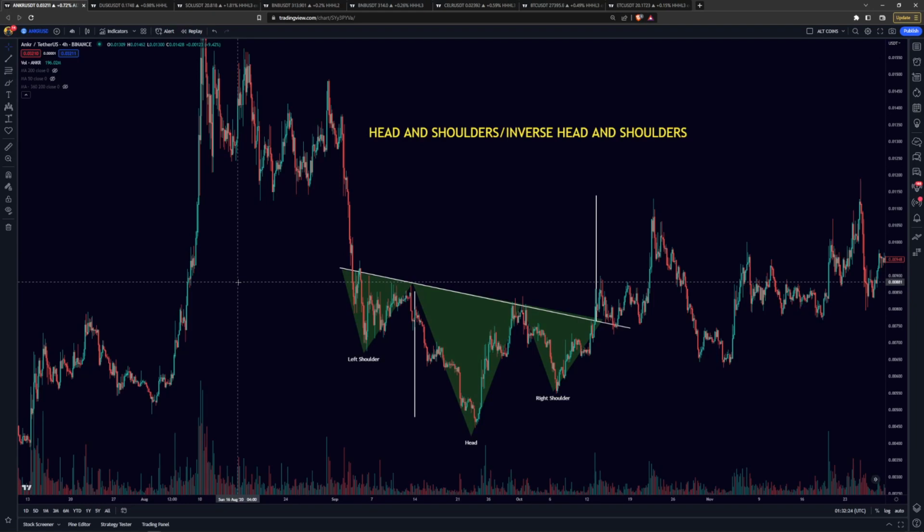Okay, welcome back to the next video in the series. Today we're going to be looking at measured moves for patterns. First pattern we're going to look at, this is Anchor USDT.